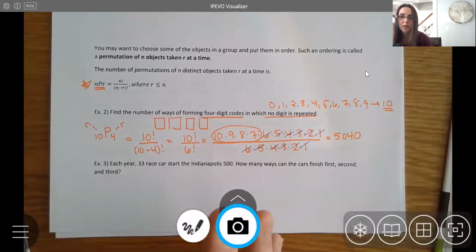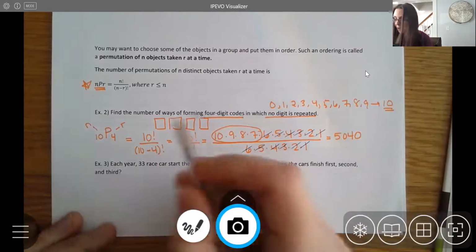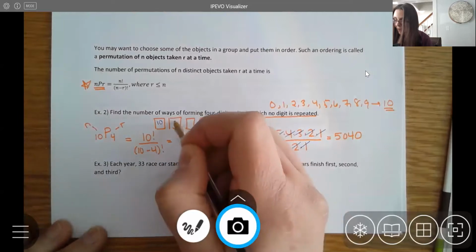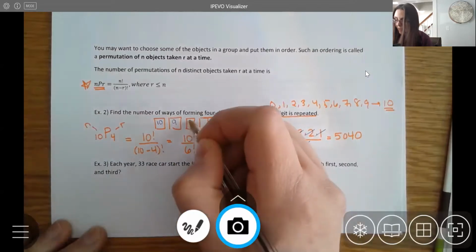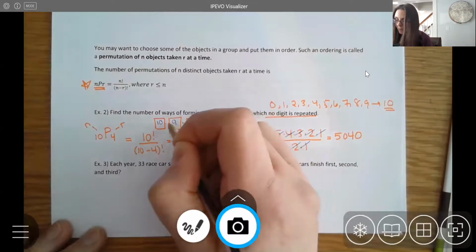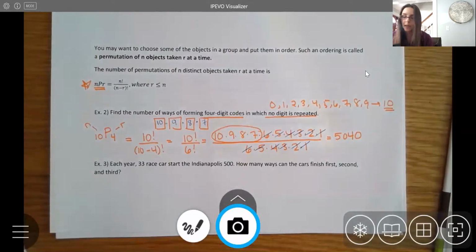Now, you probably could have also figured that out just by using a counting technique. So if you think about it, my first box would have 10 options. Then I'd have 9 digits left to choose from, 8 digits, and 7 digits. So you actually can see the result without using the formula, just thinking through your options. So that's another way to do it. Whatever works better for your brain is fine.